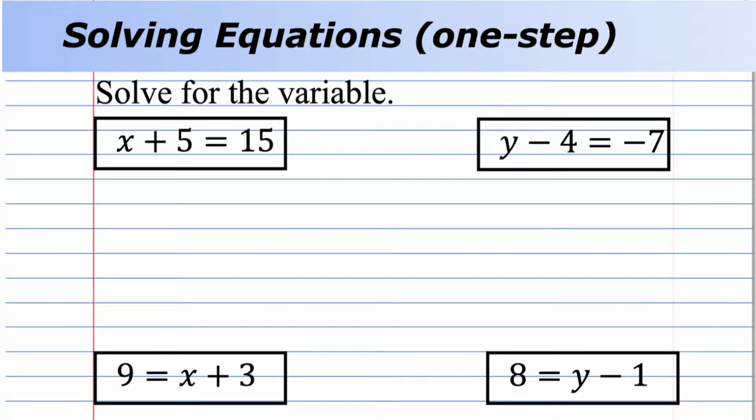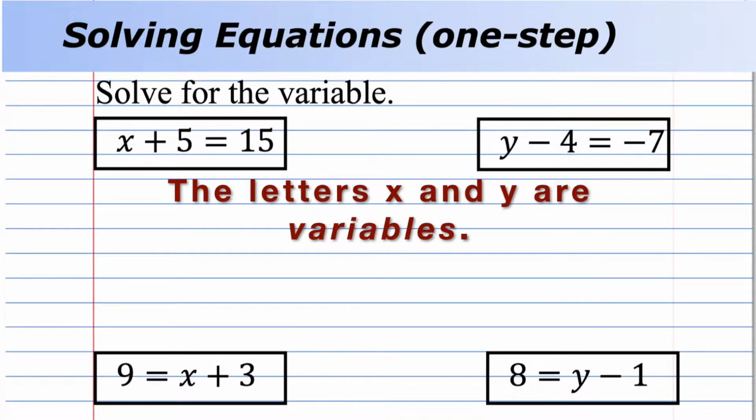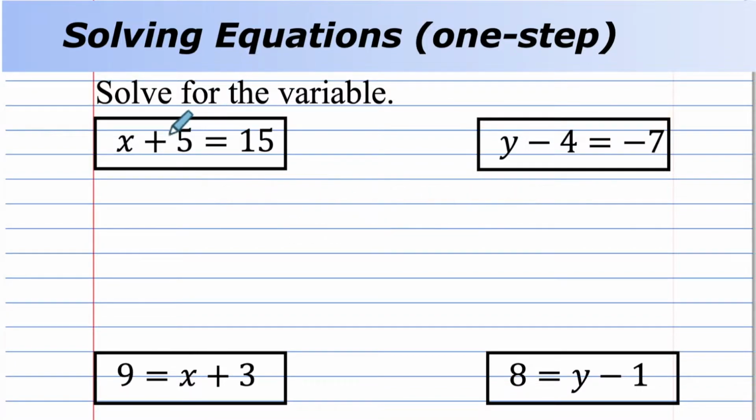An equation means the left-hand side must equal the right-hand side of the equal sign. Here are 4 examples. Notice that in each of these examples, there is a letter, X or Y. In the first example, the X is on the left side. The second example, the Y is on the left side. The third example, X is on the right side. And the fourth example, Y is on the right side.